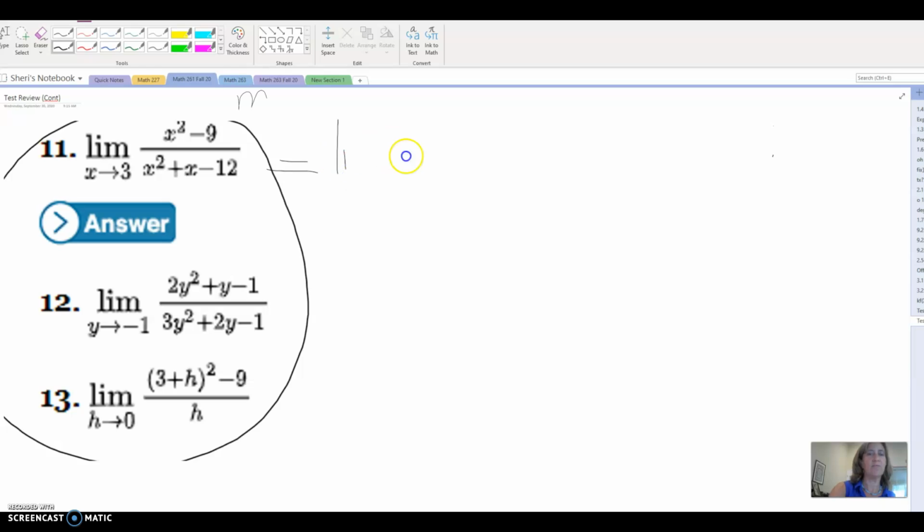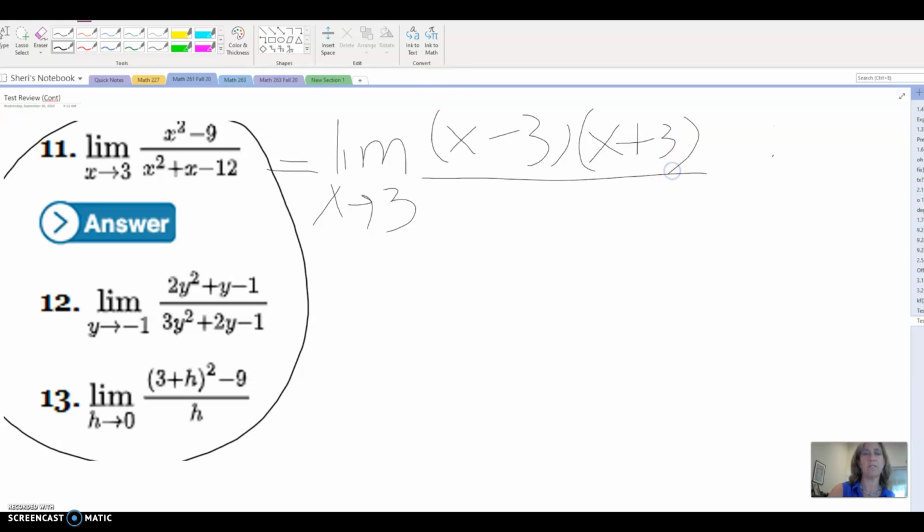So the limit of this function is going to be equal to the limit. Notice I'm still writing limit because I haven't evaluated it yet. The numerator is going to factor as a difference of two squares, so x minus 3 times x plus 3. The denominator factors to be x plus 4 times x minus 3. Now it becomes apparent that I can cancel out the x minus 3's. So this will actually look like a function that has a hole at 3, right? Remember, if the numerator and denominator are both 0, then there's a hole as opposed to an asymptote. So there will be a hole at 3, but the function will still be approaching this value.